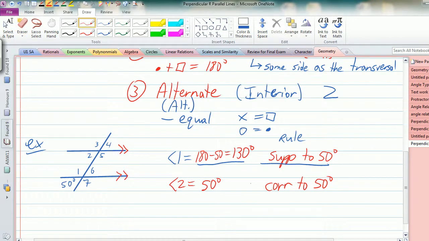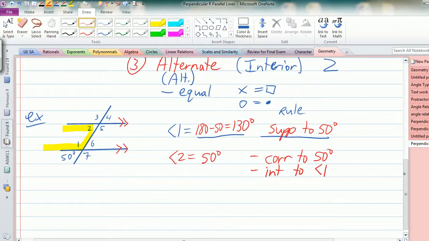What else can we say? Well, let's look at the other angle we know. It's angle 1. What letter is that? Yeah, it's a C. Which rule then? Interior. So it's interior to angle 1. So angle 1 and angle 2 add up to 180 degrees.